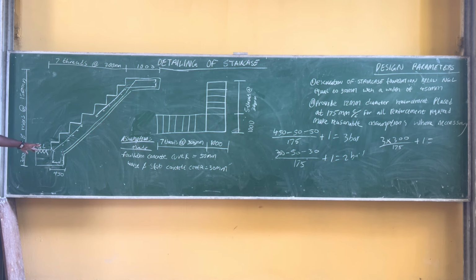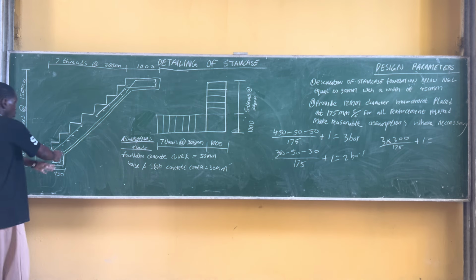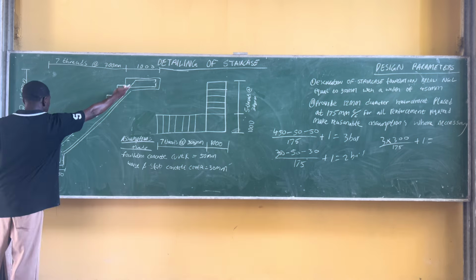Now we'll solve for the number of reinforcement that will be on this slanted height here, which is like this.